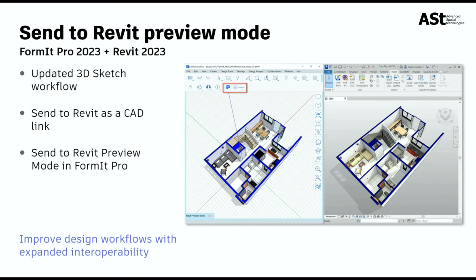Once you have verified all your selections, then you can use the send to Revit command to update the linked model in Revit. Or you can save the FormIt file and then reload it into Revit via the link dialog. So this is really going to improve the design workflows with this expanded interoperability.